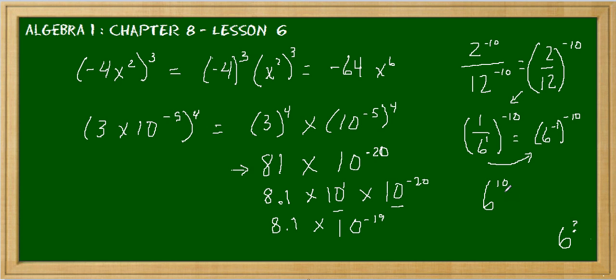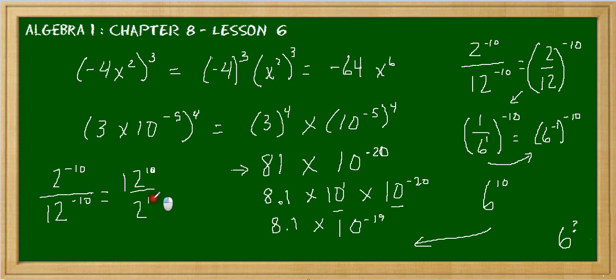But we know we could have actually done something else, and I'm going to bring that all the way over here. I'm going to shoot over to the other side. And we know that we could have expressed 2 to the negative 10 power divided by 12 to the negative 10 power. We can change the negatives to positive by simply expressing it like this: 12 to the 10th power, excuse me, that's a 10, divided by 2 to the 10th power.